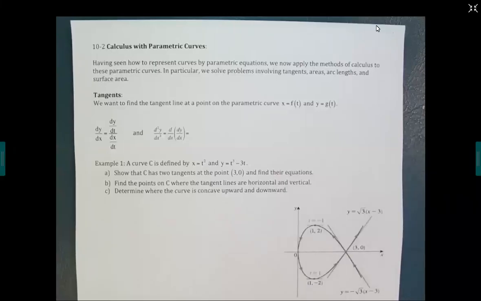Welcome back, everyone. We are starting section 10.2. This is actually one of two videos on section 10.2, and we're going to talk about using calculus when it comes to parametric curves and equations.